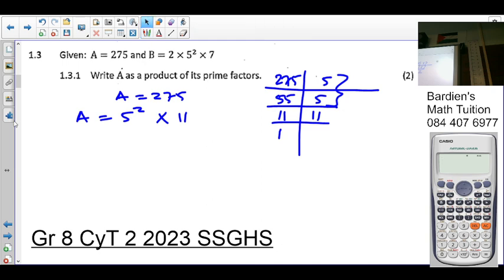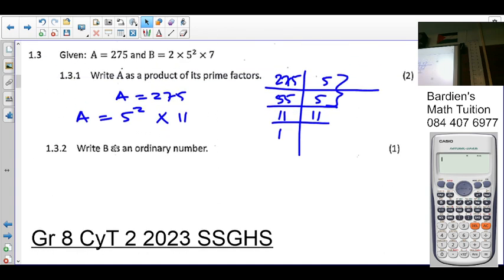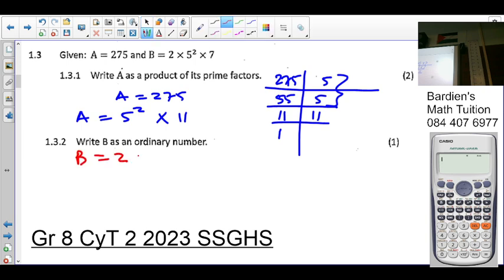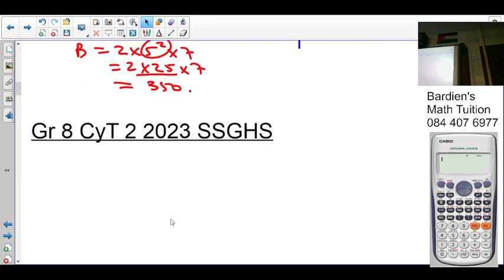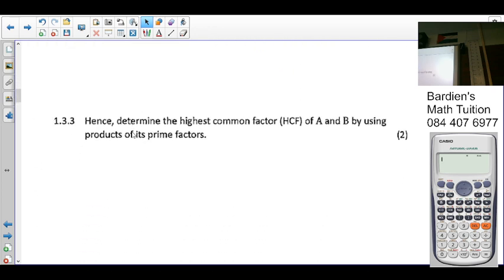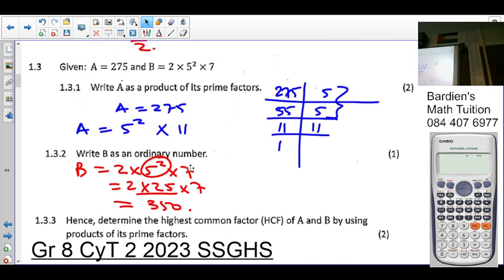The next one says, 1.3.2, write B as an ordinary number. So let's look at B. B is 2 times 5 squared times 7, that is 2 times 25 times 7. 2 times 25 is 50, and 50 times 7 is 350. Okay. Then the next question says, hence. Now what does hence mean? I must use my previous answers. Okay.